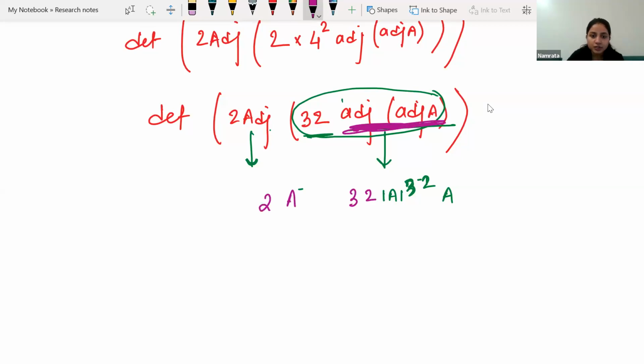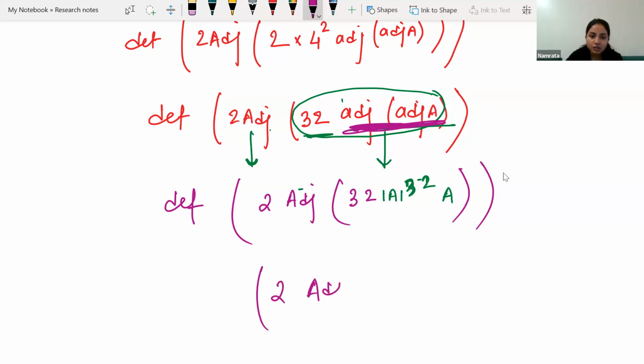Outside, 2 adjoint will remain as it is. This determinant we are having. Okay, now let's see what we'll be having as a next step. So we will be having 2 adjoint here, 32. Here determinant of A to the power 3 minus 2 is there. That will give us 1, into A is there.